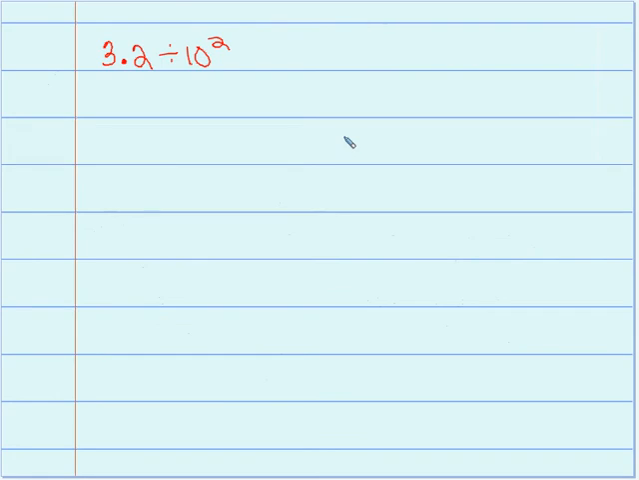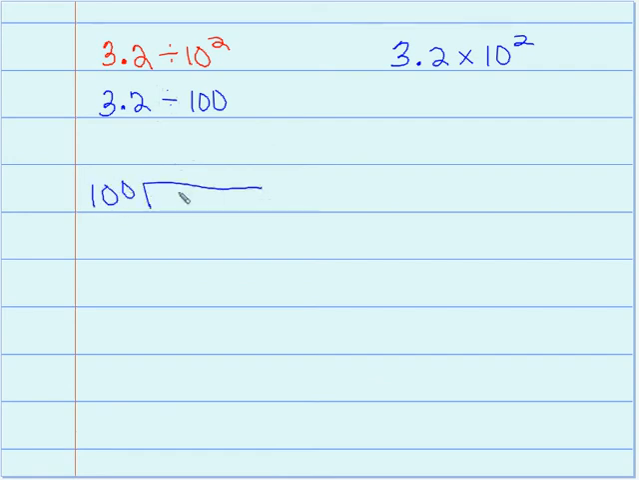Another problem that you might want to make sure that you're familiar with, and we can do this one same but with multiplication. Division, 3 and 2 tenths divided by 10 squared. Remember order of operations, you have to do the exponents first. So this is 3 and 2 tenths divided by 100. And so if you work this problem out, you get 100 goes into 3 and 2 tenths how many times?